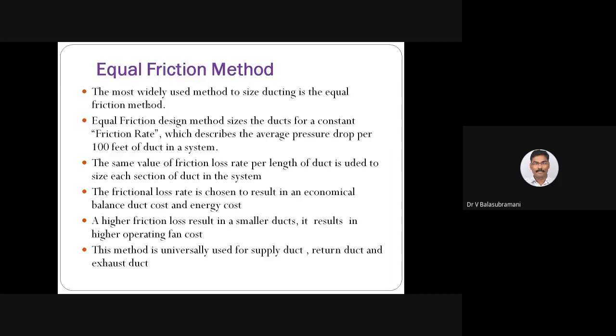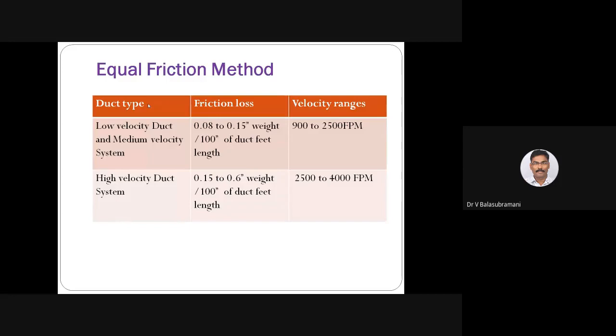A higher friction loss results in smaller ducts. It results in a higher operating fan cost. So higher friction loss may be avoided in the equal friction method because it results in high energy cost, that is, high operating fan cost. This method is universally used for supply duct, return duct and exhaust duct. All types of ducts are designed using this method.